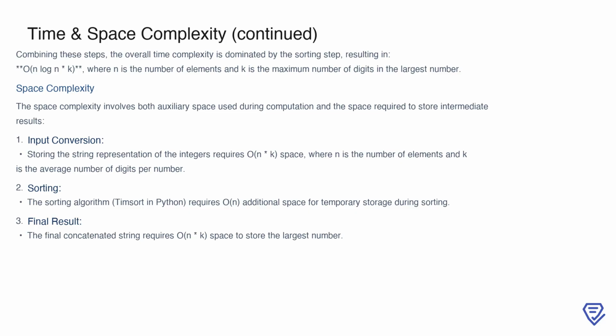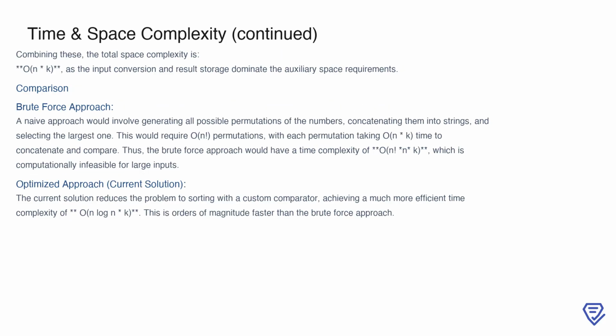These components together contribute to the total space complexity. When we evaluate the total space complexity, the storage requirements for the input conversion and the final result dominate, resulting in O(n * k) overall.